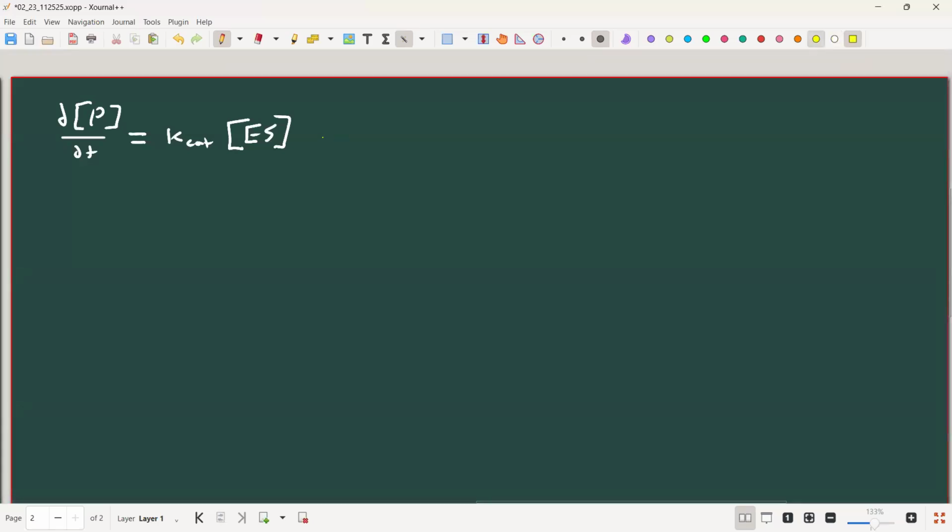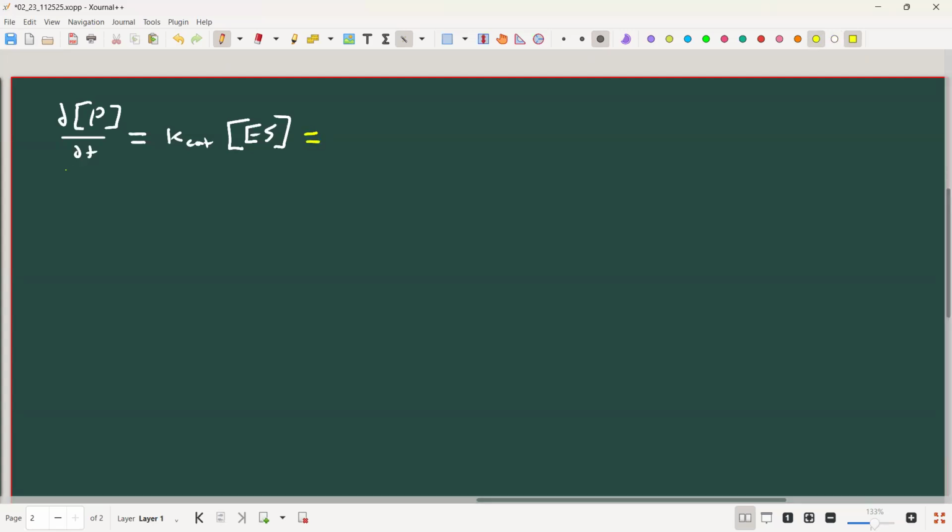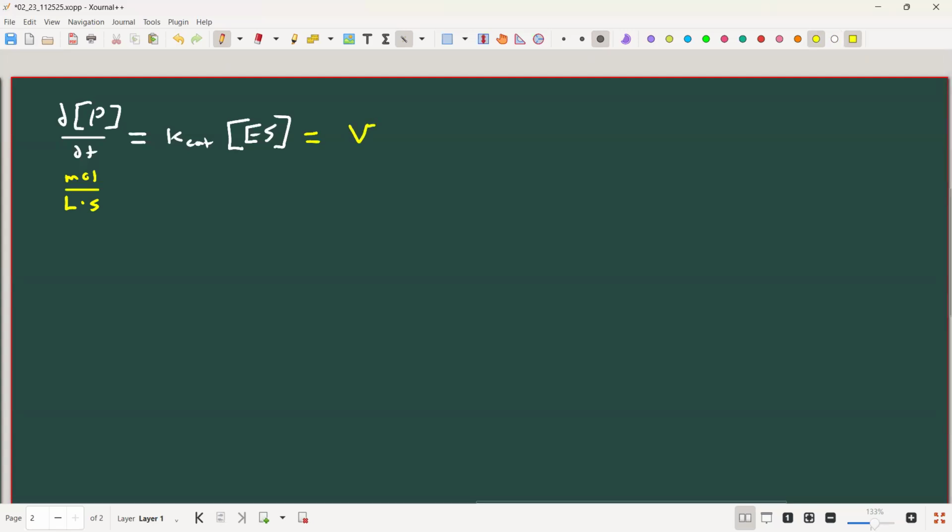Right, and I'm going to define this rate of formation. It has units of moles per liter per second. It kind of looks like a velocity. It's some material that's being created at some rate. It has a velocity, so we're going to call this V for velocity.